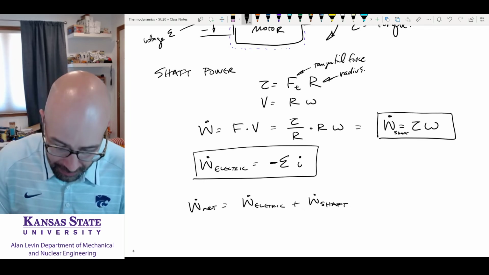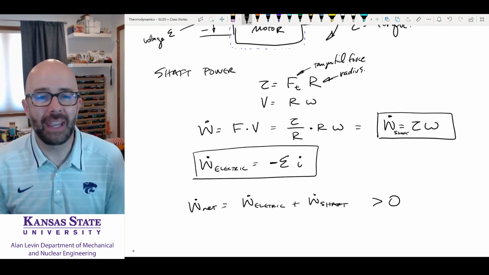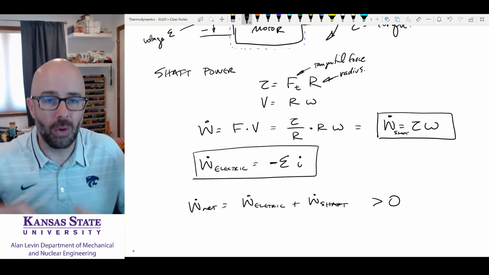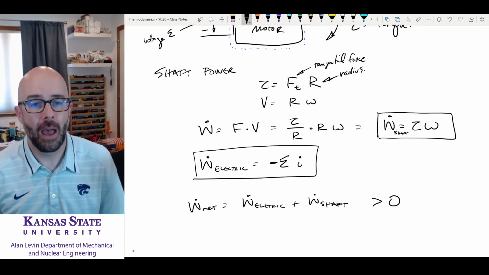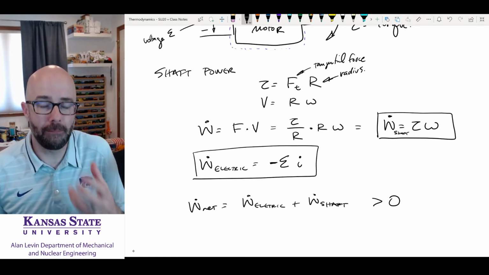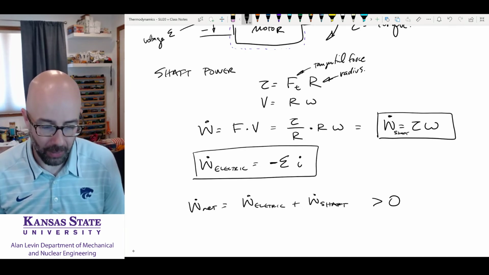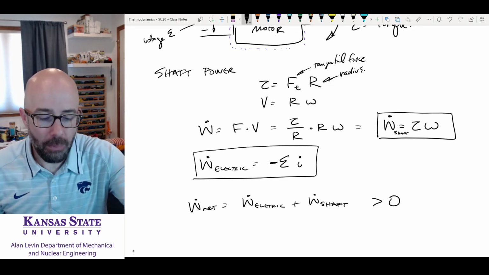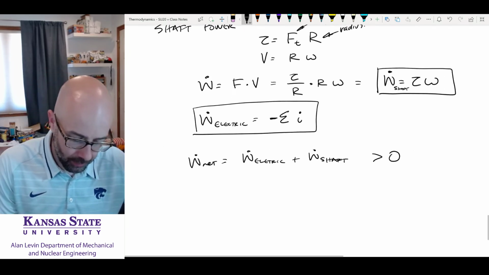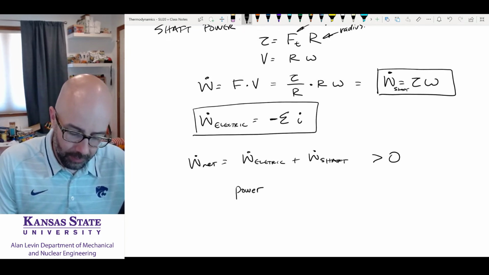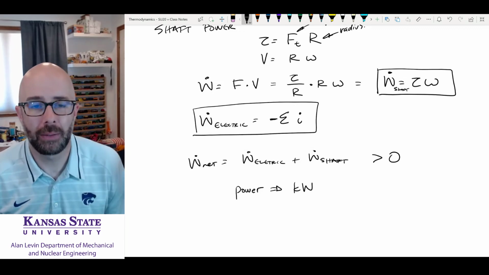And we want this to be greater than 0. It doesn't make any sense to put power in and get less out. We don't want that. We want our net power to be positive. We want that motor to take that electrical power and turn it into more shaft power. Power is usually in kilowatts. Sometimes it's in watts, but usually we're dealing with kilowatts.